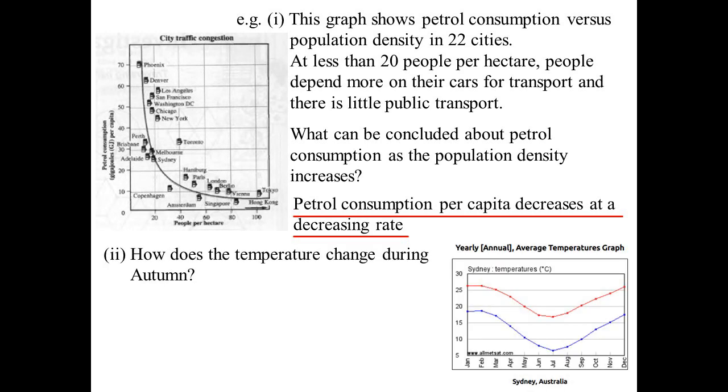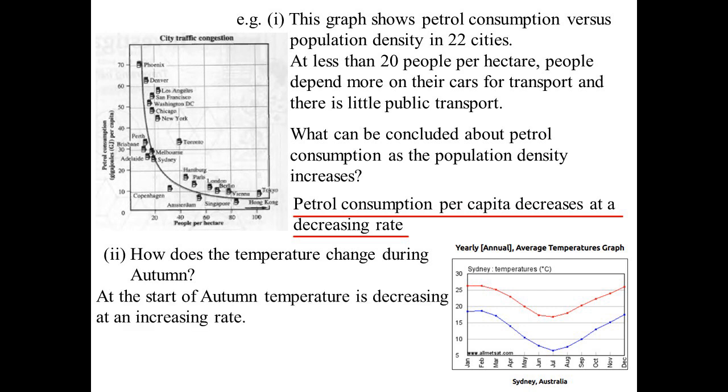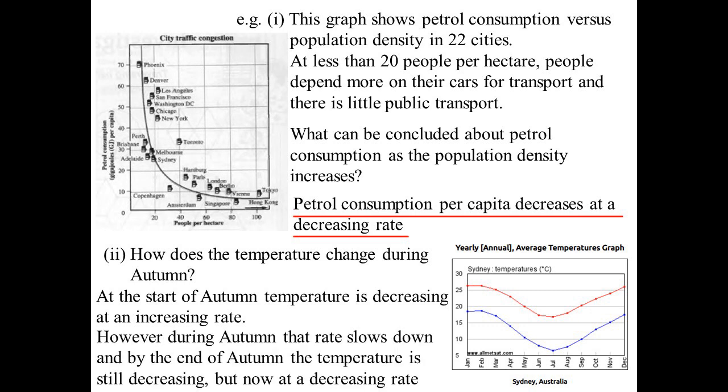Here's one, autumn, which is where we are at the moment. Look at the temperature graphs. So one's the maximum, one's minimum temperature, but they're very similar graphs. But how does the temperature change? Well, at the start of autumn, which of course our autumn starts in March, very good. So look at March, and it's decreasing at an increasing rate. However, the further you get into autumn, yes, the temperature is still decreasing, but now at a decreasing rate.